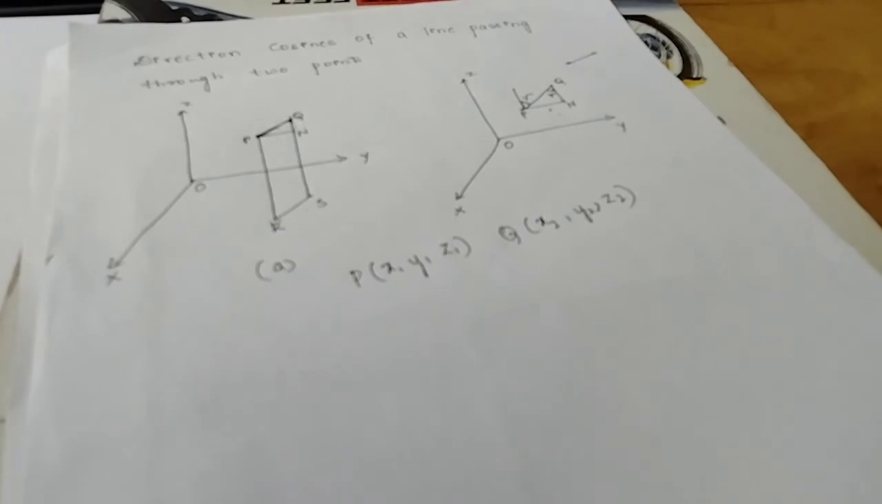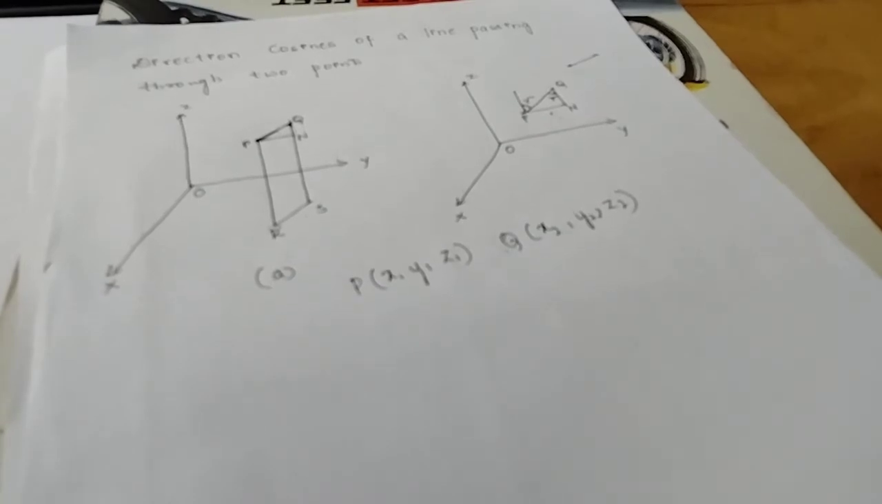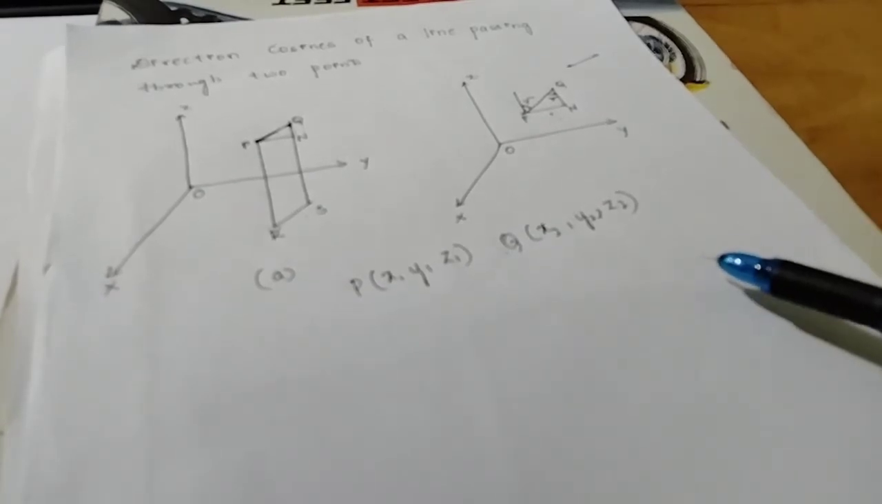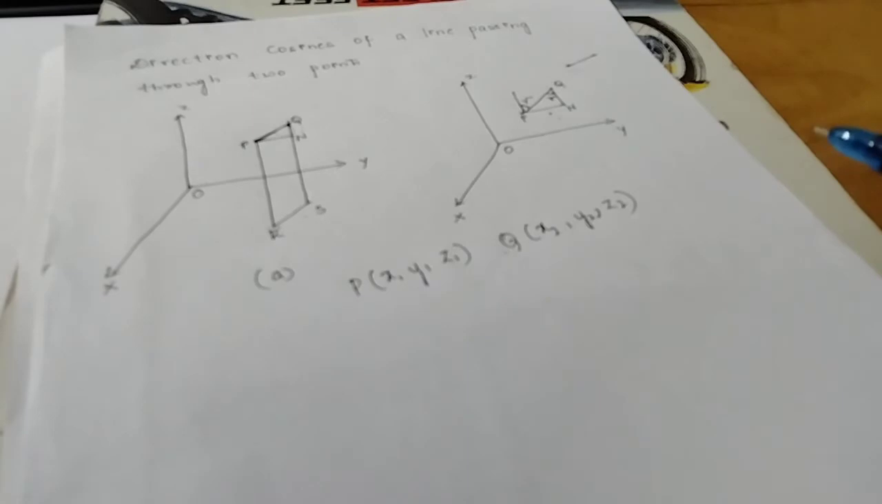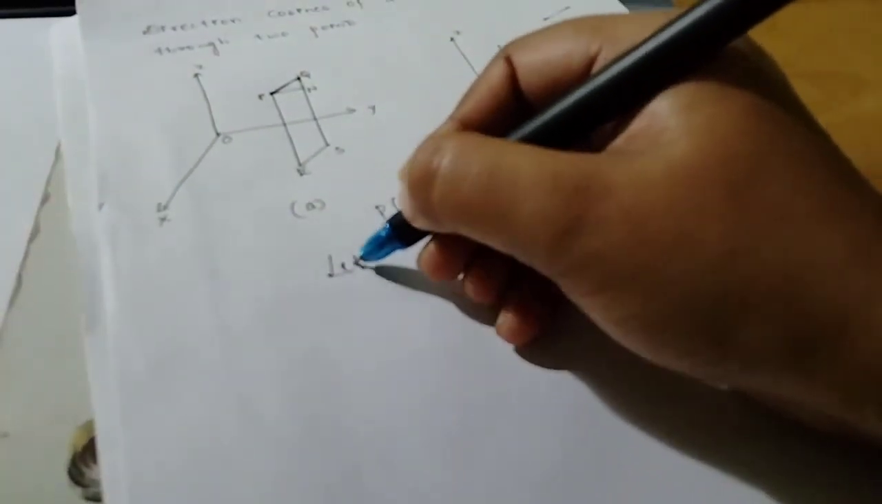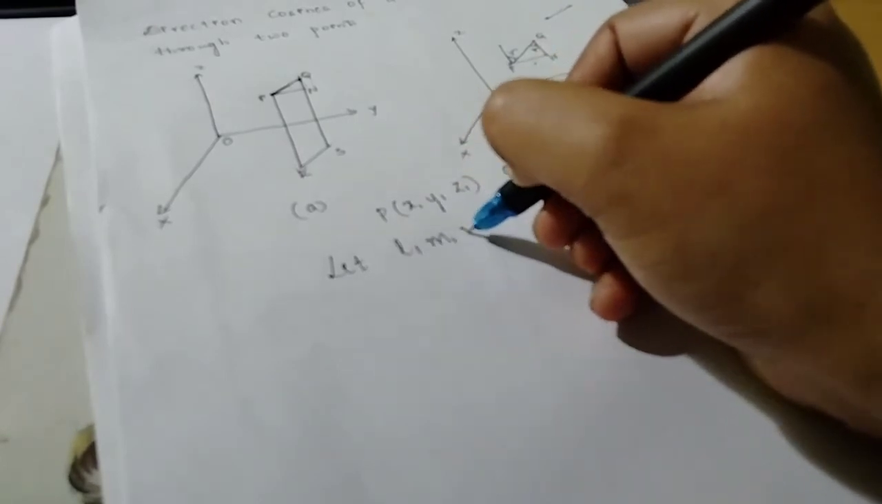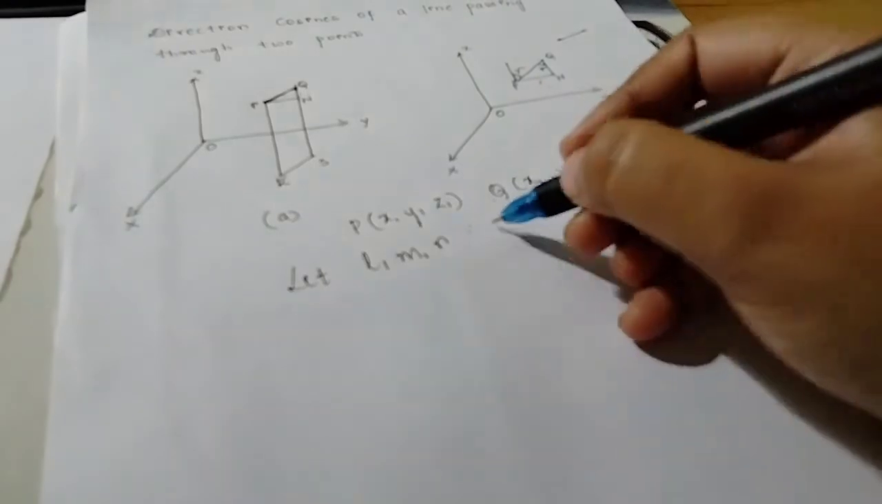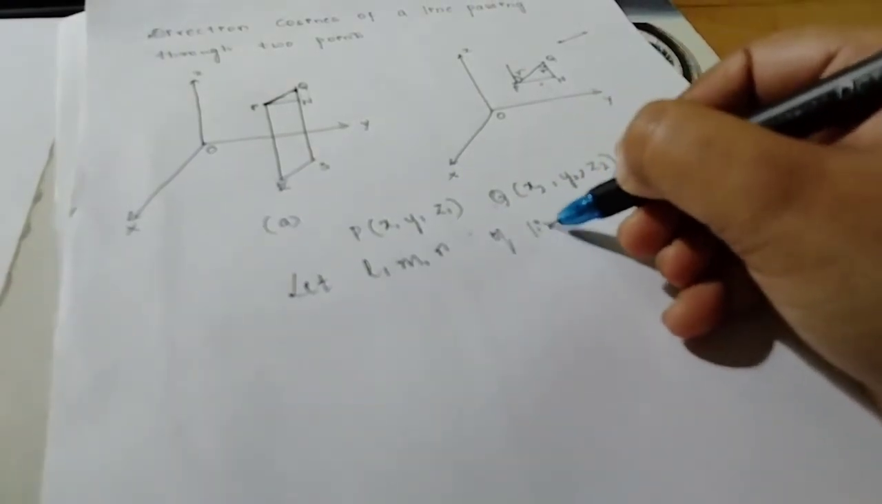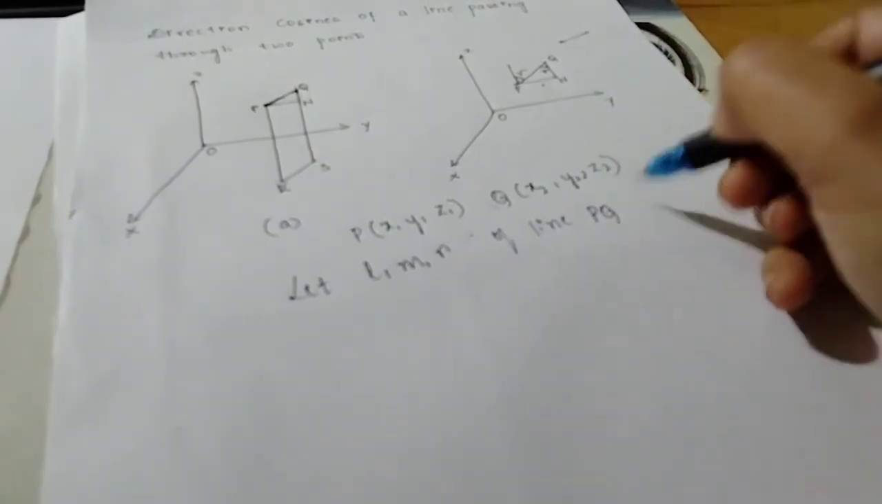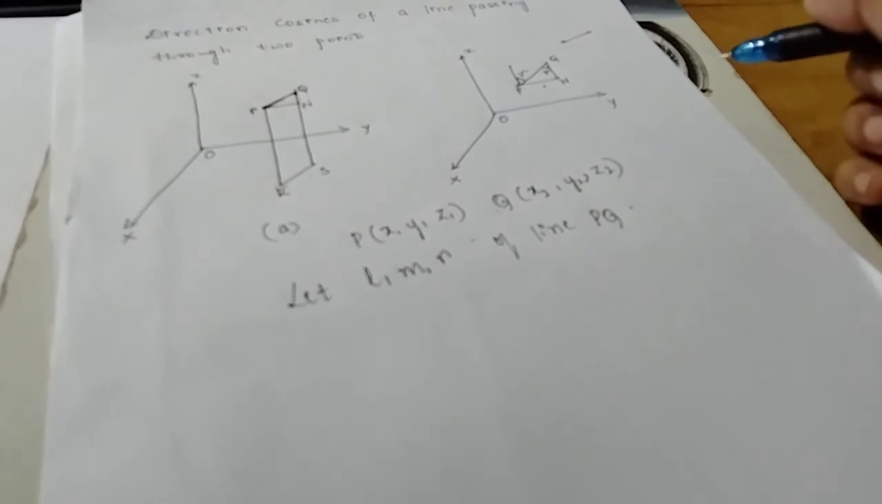Now we have to take the direction cosines of the line passing through 2 points. The 2 points I have taken are P as x1, y1, z1 and Q as x2, y2, z2. Now let l, m, n be the direction cosines of the line PQ, and alpha, beta, gamma be the respective angles.